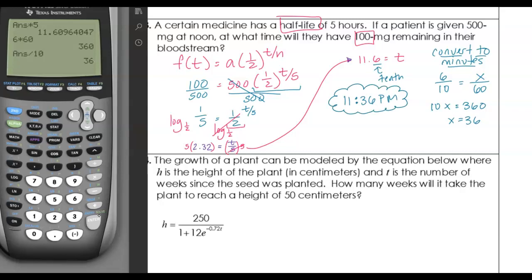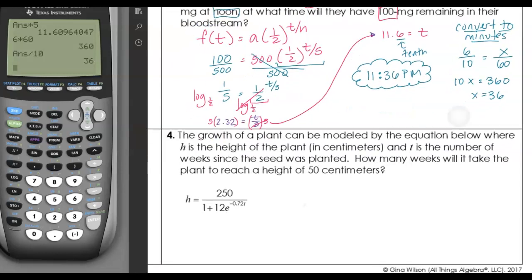Now, the reason why it's just 11:36 is because we're starting at noon. We're starting at 0, right? From noon, we go up. If we had instead started at 1 o'clock and had gotten an answer of 11.6, and it asked at what time we would have that 100 amount remaining in our bloodstream, we would have to add 11:36 to 1 p.m., meaning our answer would have been 12:36 p.m. But lucky enough for us, it started at noon, so this is our final answer. Any questions on this problem?